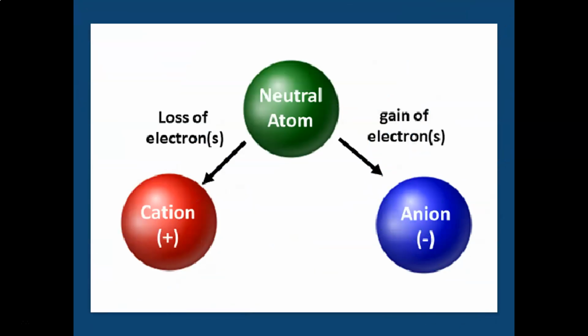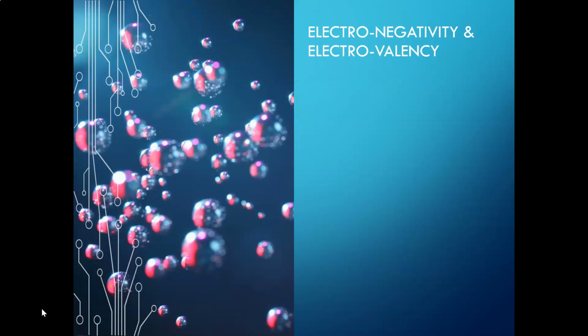So just remembering that if a neutral atom loses electrons, it becomes a cation because now it's got more protons and protons are positive. If it gains electrons, it becomes an anion because it's got more electrons than protons, and electrons have the negative charge. Okay, so now we're going to look at this concept of electronegativity and electrovalency.